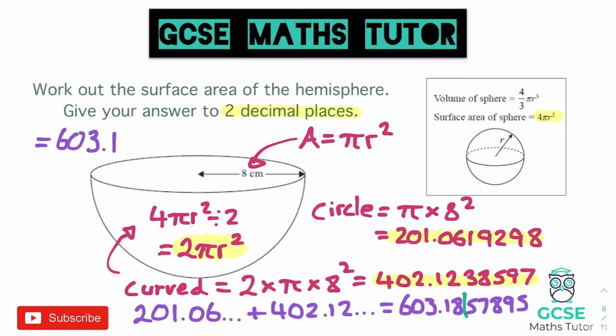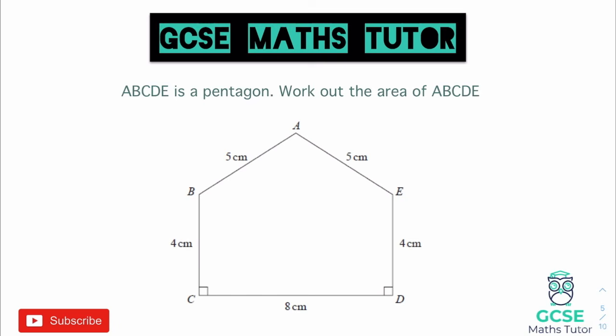603.19. Now we're looking at surface area, it's in centimetres, so we would say centimetres squared. And there we go, there is our final answer for the surface area of a hemisphere. Okay, so moving on to a slightly different question.